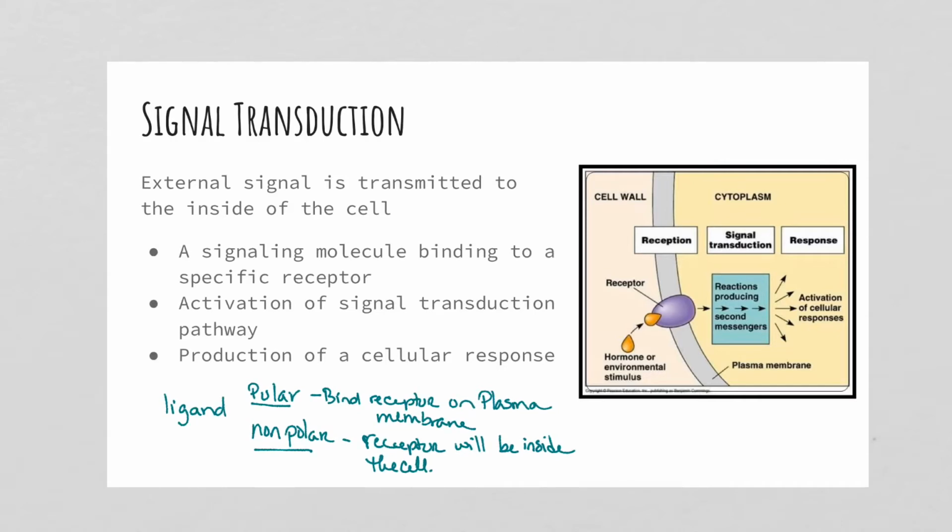Because that means the ligand can get through the plasma membrane and is going to bind to the receptor inside the cell. So that's one thing to keep in mind when we talk about cell signaling. But basically, overall, once that primary ligand binds to a receptor, the next thing is we're going to activate that signal transduction pathway.